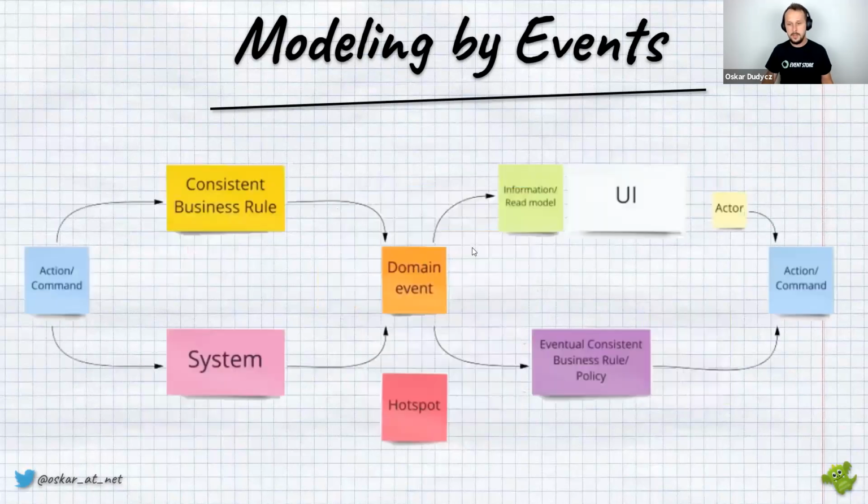And Alberto created such a drawing, which he says explains all possible ways that can happen in a system. So we are sending a command, then we are checking some business rules, or we are integrating with some separate system, and then we are getting an event as a result of that processing. Based on the event, we can either update a read model, or we can send processing to another business rule that will trigger the next step of our workflow.